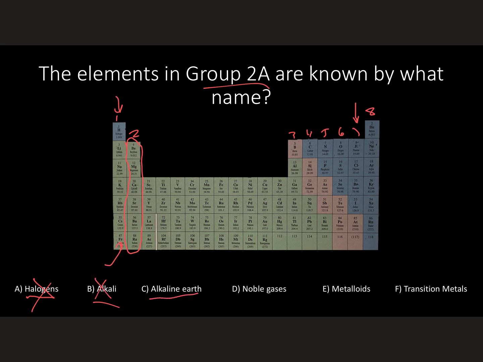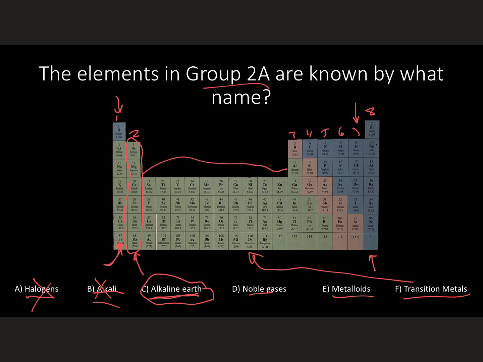So alkaline, and the way I keep these straight is alkali alphabetically comes before alkaline. So alkali is first, alkaline is second. So these are the alkaline earth. Noble gases right here. Metalloids technically aren't a group. And then transition metals, right? So transition metals are in here, the D block, and then the metalloids are right up in here.